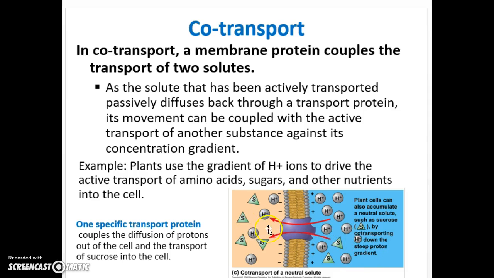Actually, in this case, it's not going against the gradient. It's not going in the opposite direction, but oftentimes they do go in opposite directions. For example, the sodium-potassium pump would be another example of co-transport. But in this case, they're both going in the same direction, so they're coupled. So it can be coupled in either direction.